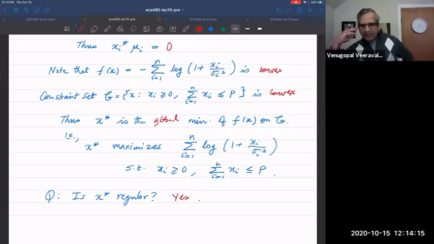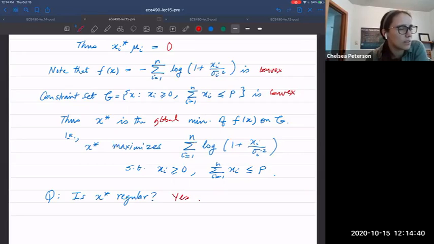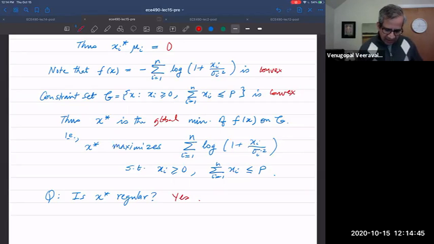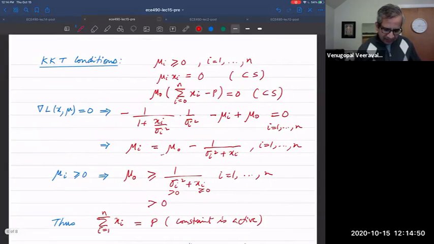Any questions? Okay. How are we concluding x star is regular? Oh yeah, because basically these gradients are going to be linearly independent, right?